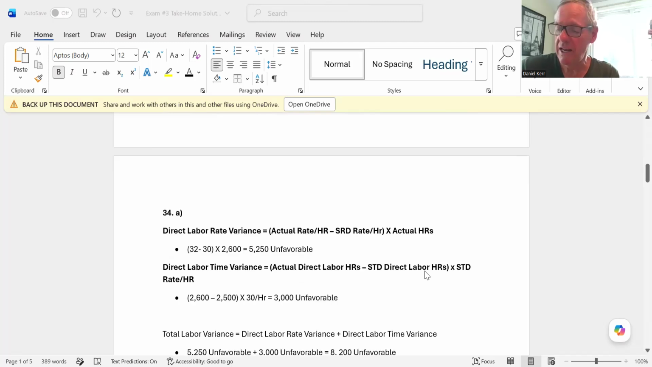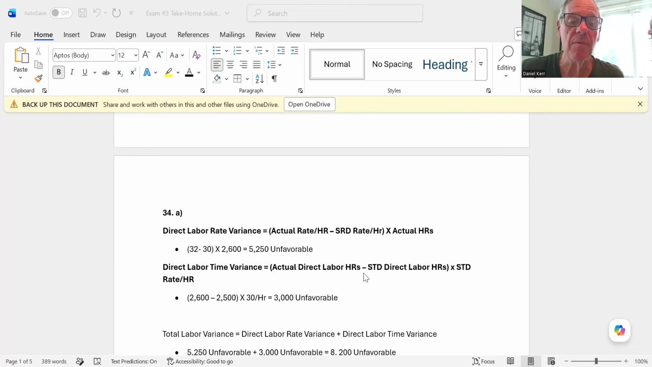And the next one, you had to compute labor variances here. So they gave us the information on the standard quantity of direct labor used, the actual rate that was paid, the bicycles that were completed each month, the standard direct labor per bicycle, which is supposed to be 5 hours, and the standard rate for the direct labor, which is supposed to be $30 per hour.